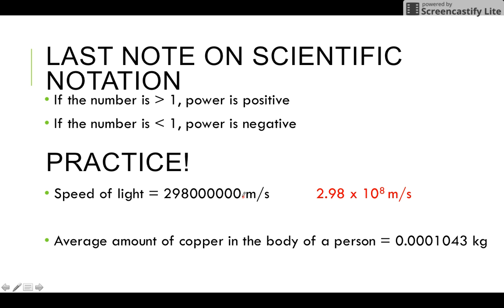Right here at the end, you have to move it over 1, 2, 3, 4, 5, 6, 7, 8 times to get 2.98. Vice versa, we've got a very small number that's smaller than 1. So my answer for the next one is going to be to the negative 4 power. Here I take the decimal, I move it over 1, 2, 3, 4 spaces, 1.043 kilograms.